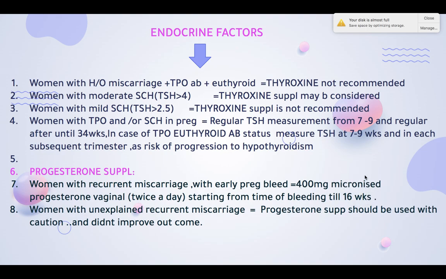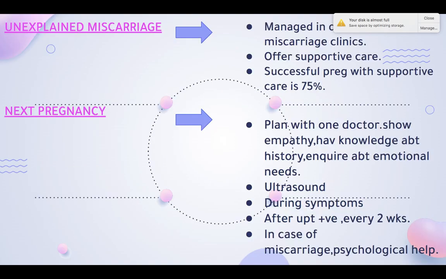Mark my word, this is very important, because all these recommendations are new. So it is very important to memorize these points. For women with unexplained recurrent miscarriage, progesterone supplementation should be used with caution, and it is not going to improve the outcome, right? This is a very important thing that they have mentioned: progesterone supplementation is not going to improve unexplained miscarriages, right?